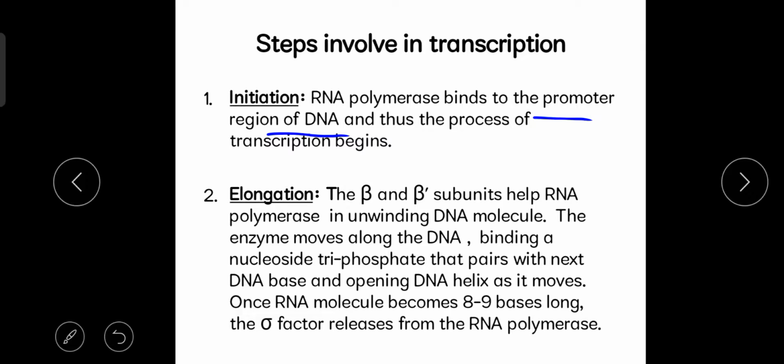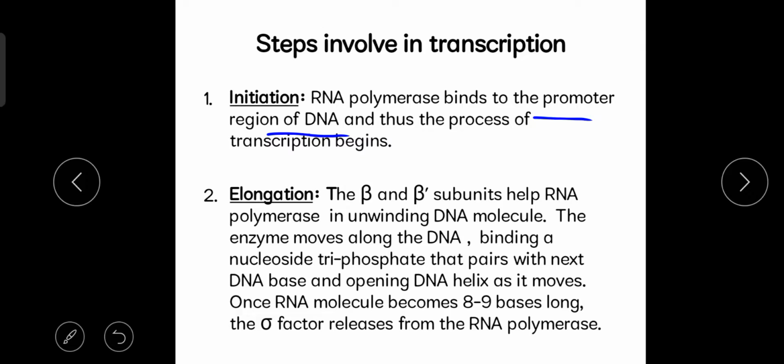When the RNA polymerase enzyme binds to the promoter site of DNA, the promoter site is always rich in TATA, that means thymine and adenine. The promoter site in DNA is always rich in thymine and adenine, and that is why this region is called the TATA box.